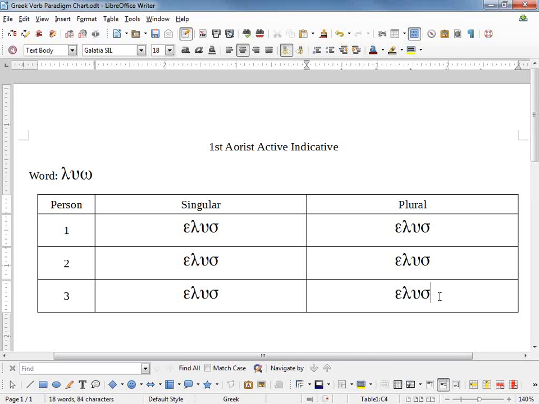After that, one of the common vowels of the first aorist is an alpha. So you'll recognize that the endings for these first aorists will have an alpha in them. Not all of them will, but the majority of them will. So let's begin. For the first person singular form, you simply add an alpha after the sigma.